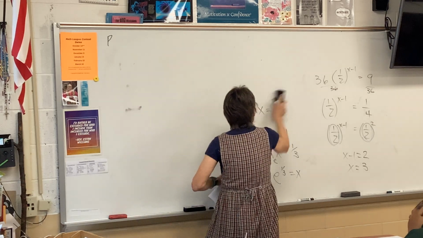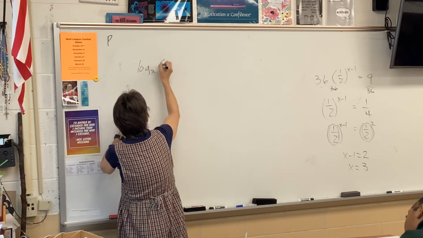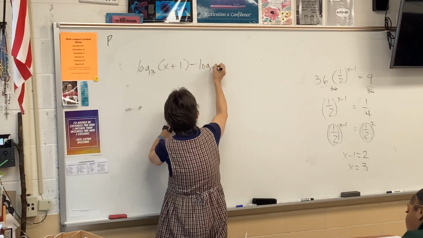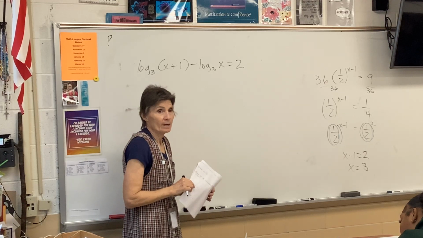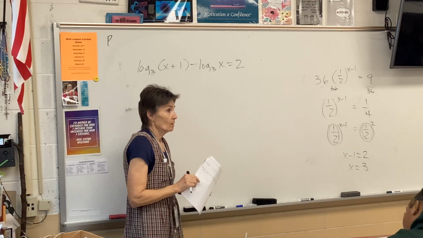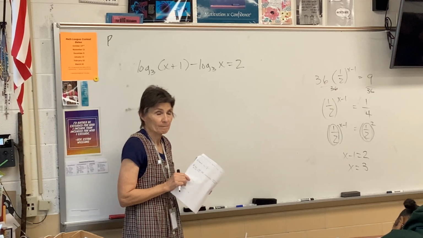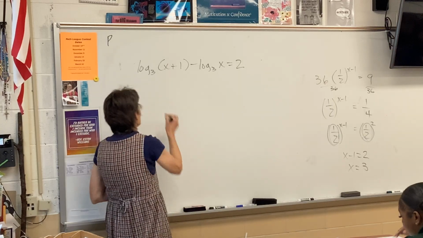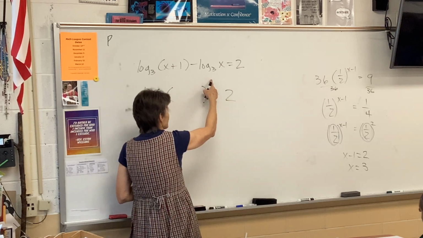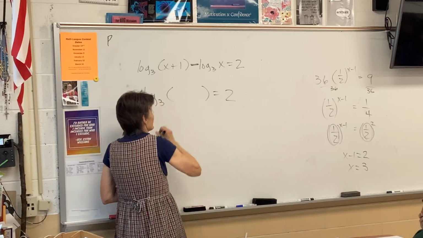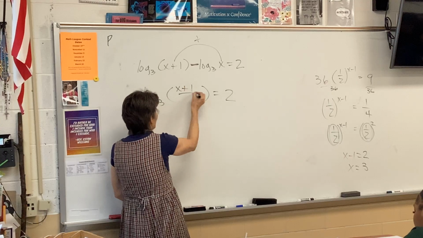All right, let's look at problem E. This one looks a little bit better. What do you want to do? Combine the logs, right? Because we are not allowed to have two logarithms on the same side. So we're going to combine them. How am I going to combine these two things since that's a minus? It means these are going to be divided. So x plus 1 over x.